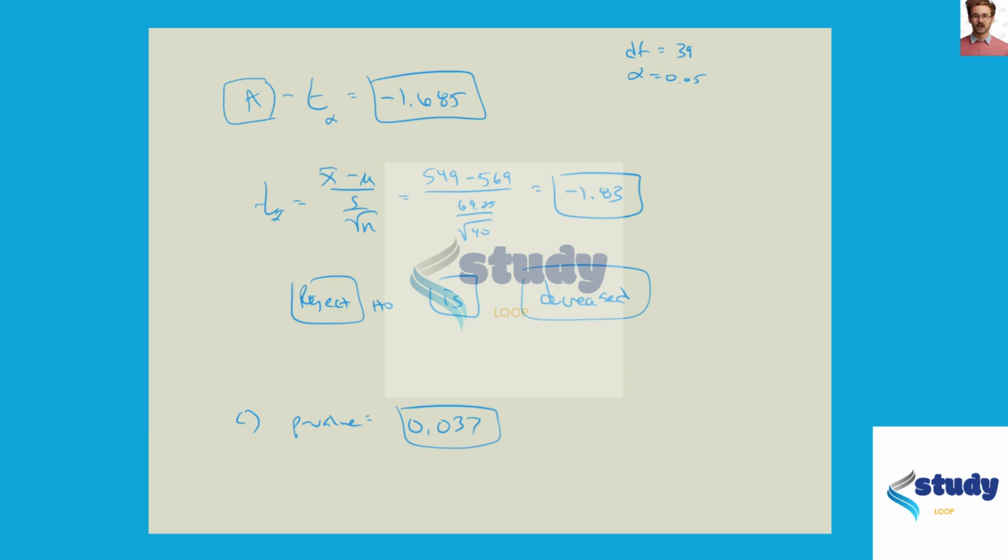then the conclusion will not be to reject the null hypothesis. It would be fail to reject the null hypothesis. And that would be because the test statistic is not less than negative 1.685, our critical value. So fail to reject, this is B. I don't know what your options are exactly, but it's because the test statistic is not less than our critical value of negative 1.685.